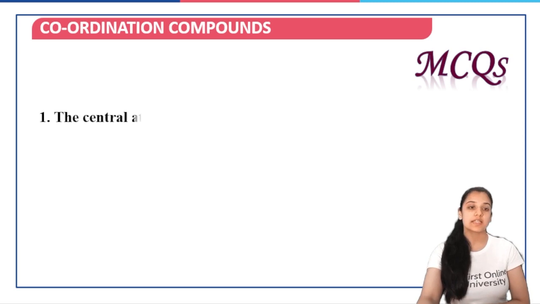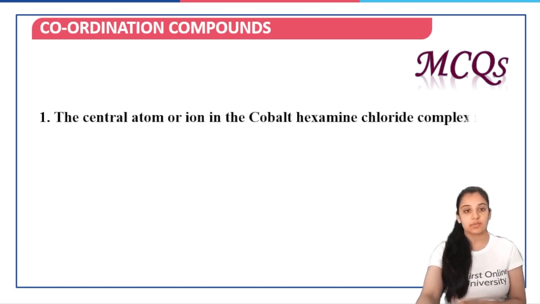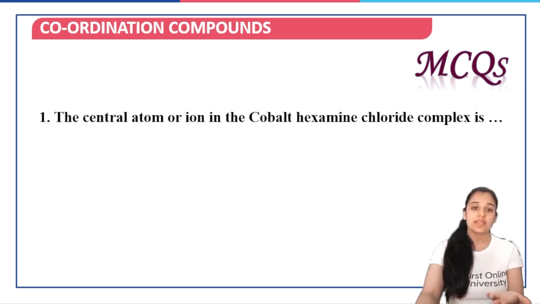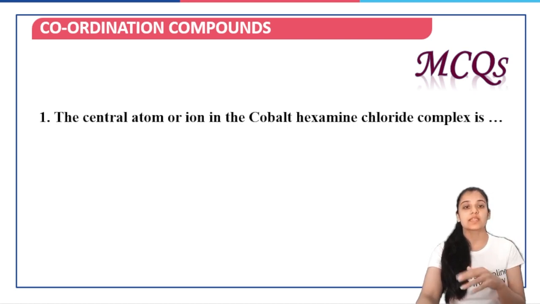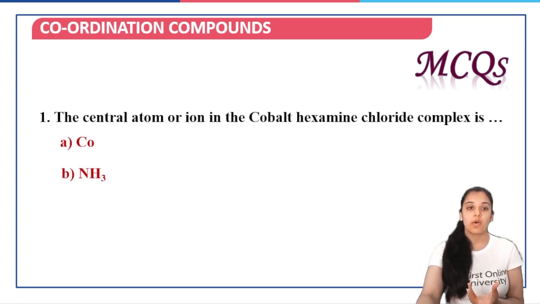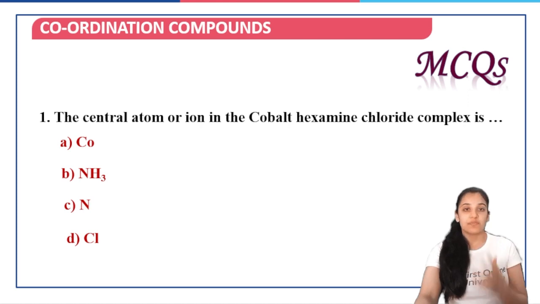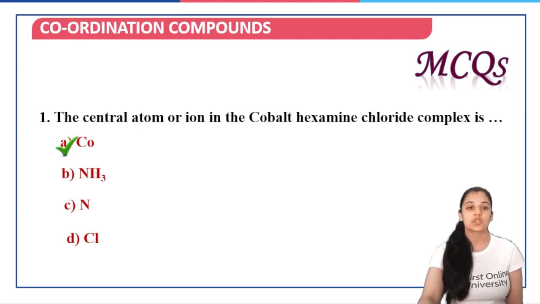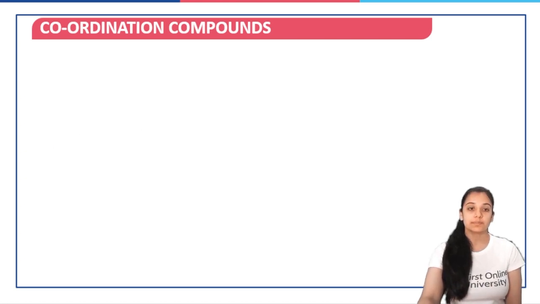So based on this, let us solve 1 or 2 MCQs. The first is the central metal ion which is present in cobalt hexamine chloride complex. So you can see it in the name only. The central atom is a metal, right? So cobalt is the metal, ammonia is the ligand, nitrogen and Cl are obviously not going to be included because nitrogen is a part of the ligand and Cl is a ligand itself. So the correct answer is option number A, that is cobalt.